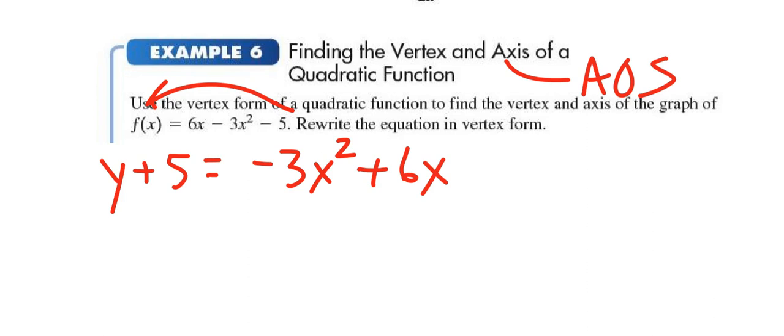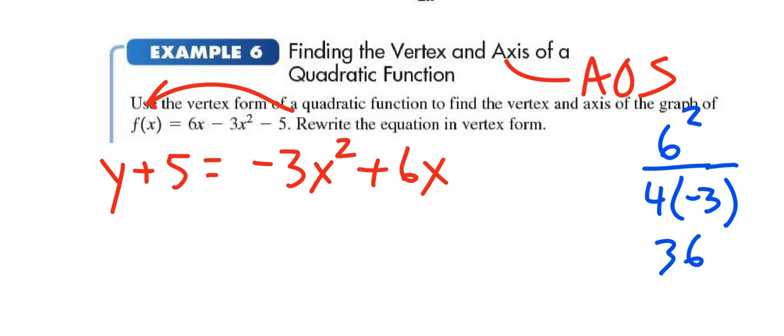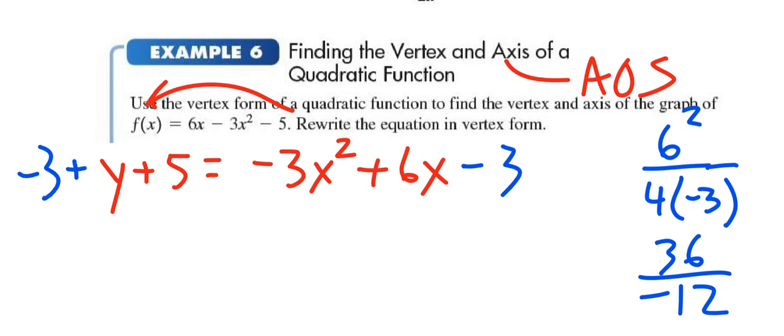And so what is your b squared over 4 times a? B squared over 4 times a. What is it in this case? Close. 36 over negative 12 is negative 3. So you're adding a negative 3 to both sides.